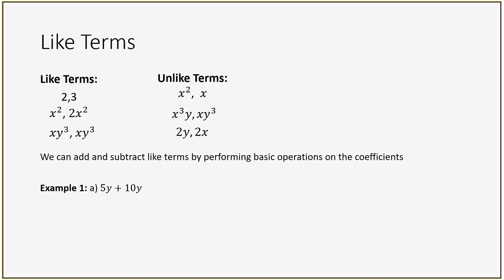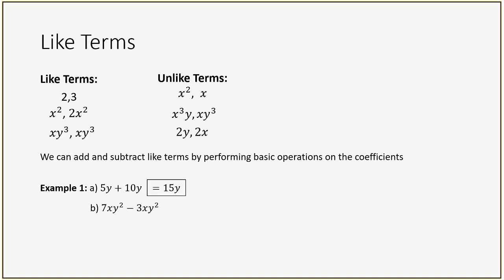So to kind of dive into an example, here I have both of these separate terms have a y, they have a power to the first, so they're like terms. And when I have like terms, I can combine them by just doing basic addition of the numbers. So 5y plus 10y is going to be 15y. And then I just kind of carry over the variable. So if I'm adding and subtracting, I'm not really going to be changing the variables at all. I'm only going to be changing the numbers in front of them, which are called coefficients.